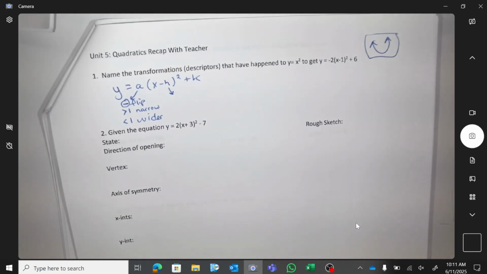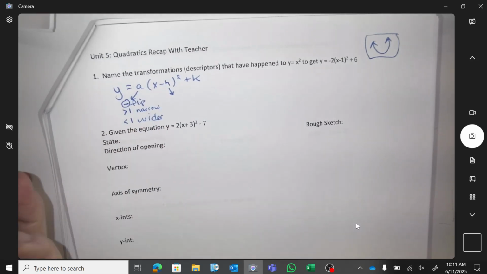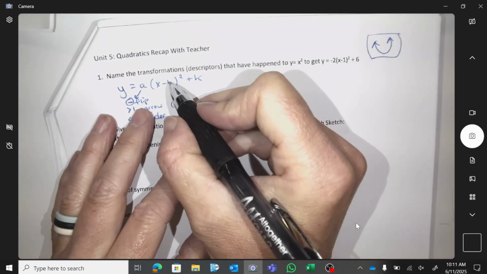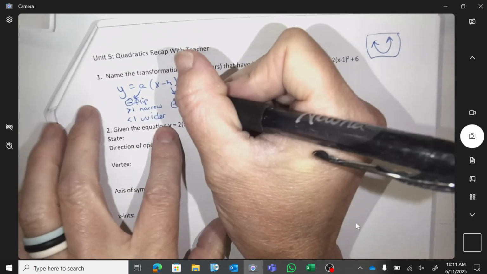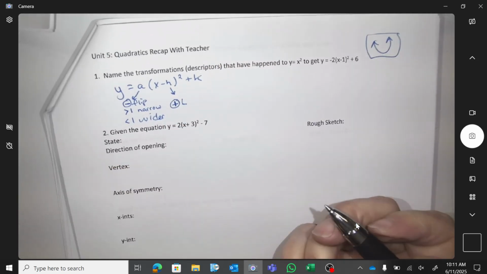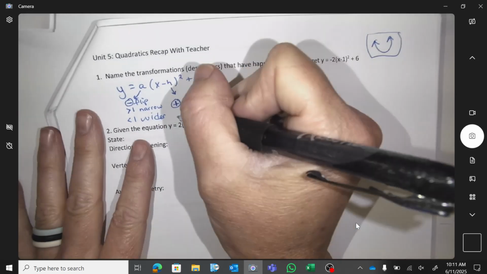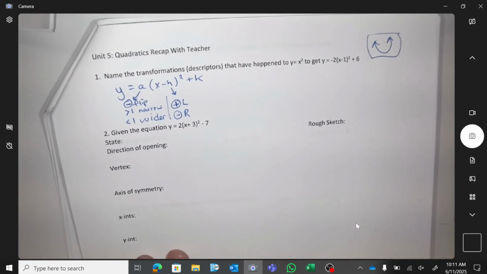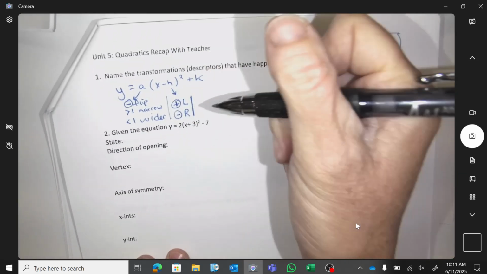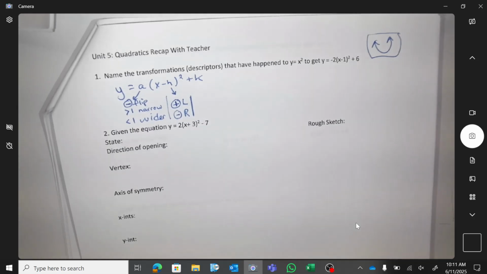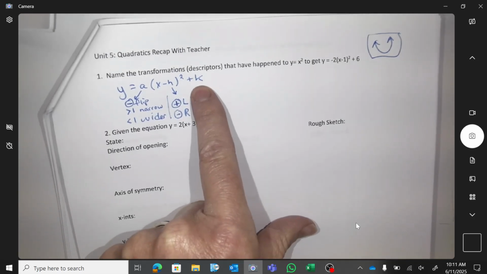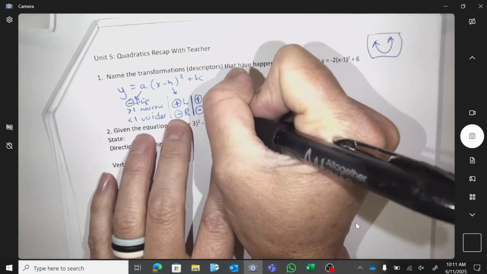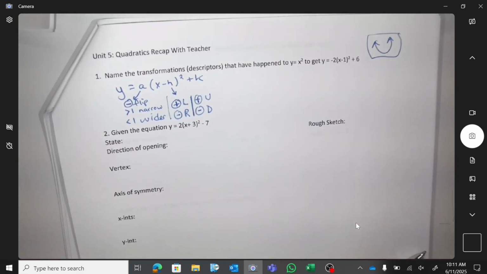H is the position of x, because it's with the x. So this is opposite. Why is it opposite? Because the formula has a subtract sign, which means opposite things. So if it's positive, it would move to the left. And if it's negative, it would move right. And K is the y's. And if it's plus, it means the same. So if you have an add, you should go up. If you have a subtract, it should go down.